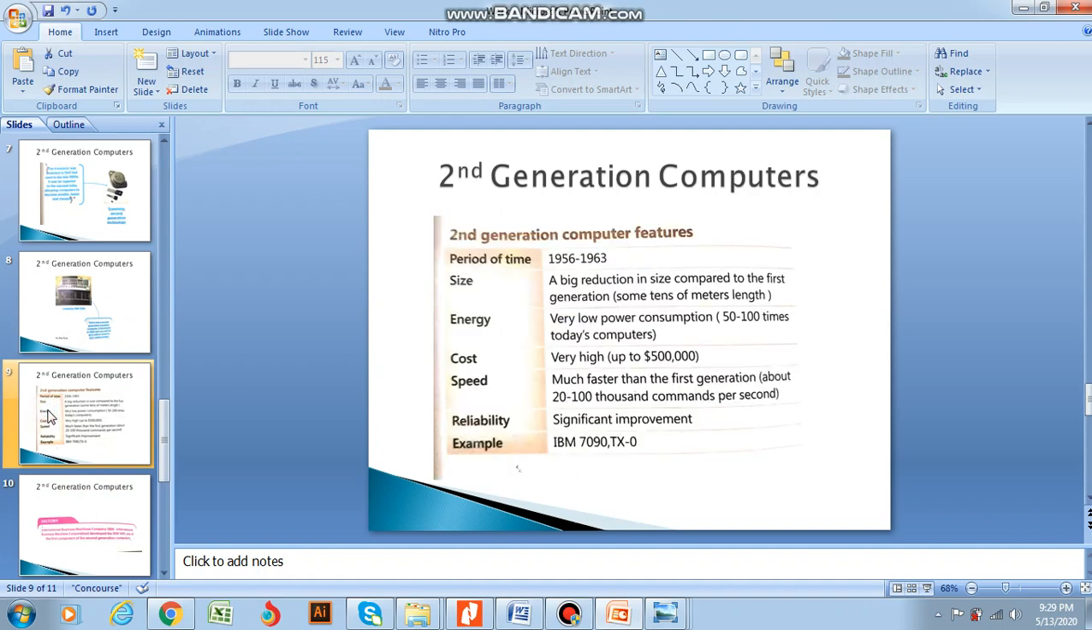The features of the second generation computers are here. The time period was 1956 till 1963. The size was a big reduction compared to the first generation computers, some tens of meters length. Energy, low energy was consumed in them. Cost was quite low. Speed was faster. Reliability significantly improved. And the examples are IBM 7090 and TX0.